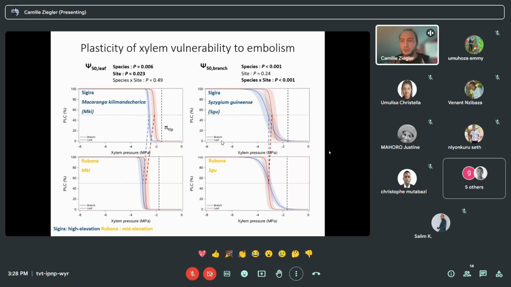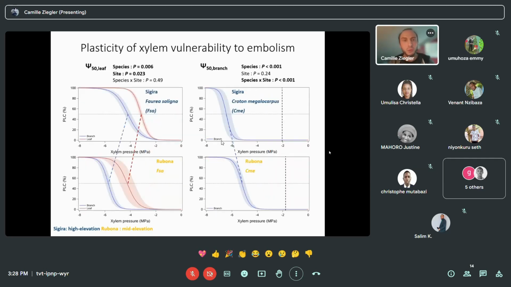I will jump to the two other species, which are much more resistant. On the left, you see Forea, which is a lot more resistant, but also we see a tremendous segmentation pattern, where leaves are much more vulnerable than stems. You can also see that we also have a shift to more resistant values. You see that the vulnerability curve is shifted towards the left for leaves and for stems.